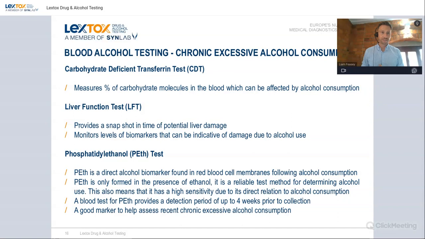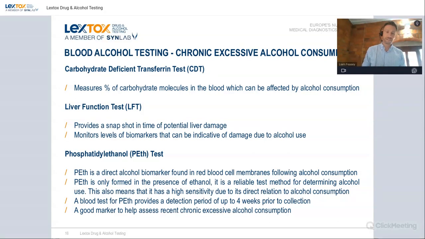So we offer 3 tests: CDT, which is carbohydrate deficient transferrin, liver function, and phosphatidylethanol testing, which is PEth testing. The CDT and the PEth tests are the better of the 3 tests, really, because they're alcohol specific and actually looking for alcohol. They're direct metabolites of alcohol. So it's an alcohol specific test, and it's really looking at the past 2 to 4 week period.